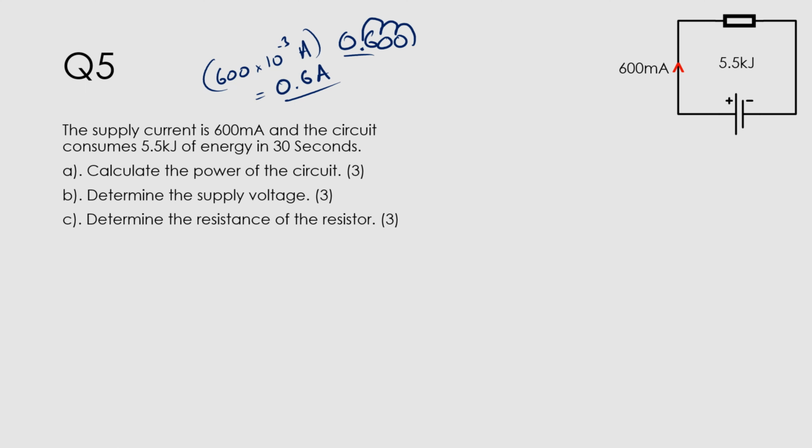Okay. And the circuit consumes 5.5 kilojoules of energy. Again, kilo times 10 to the 3 this time, so that's 5.5 times 10 to the 3. The decimal point moves in the opposite direction this time, so 5.5, 1, 2, 3. Anywhere there's a gap, we write a 0, so this becomes 5,500 joules. And then that consumes that energy in 30 seconds.